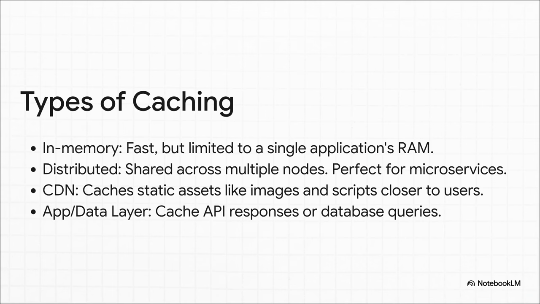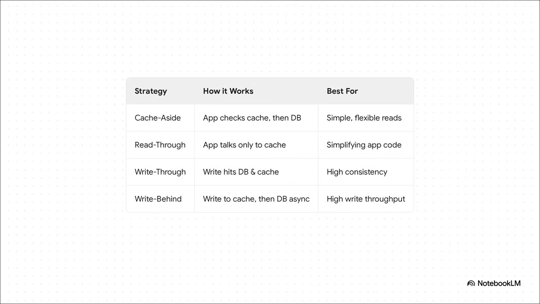Then you have the big guns, distributed caches like Redis or Memcached. These are shared systems that all your services can talk to, and they're pretty much the standard for any modern architecture. And of course, you can cache things further out, like static files on a CDN, or even whole API responses right at your front door. But the real meat of the decision comes down to how your app reads and writes data.